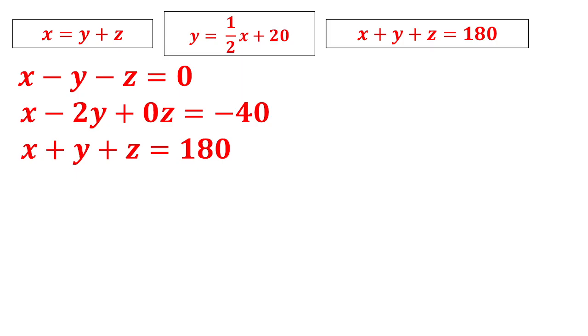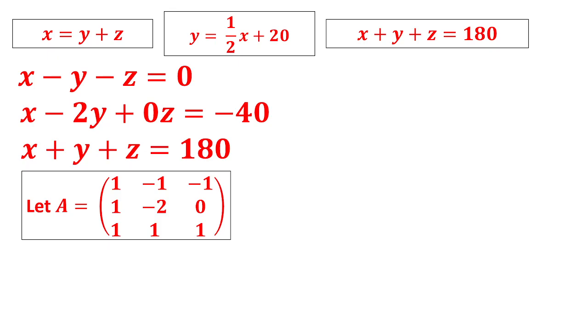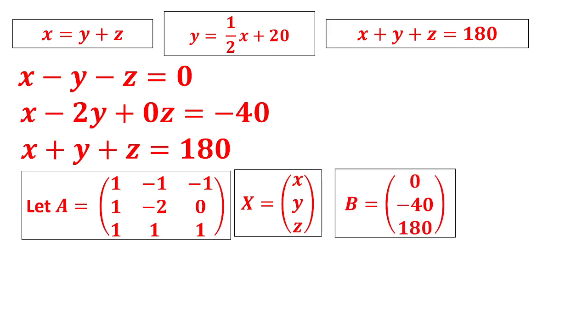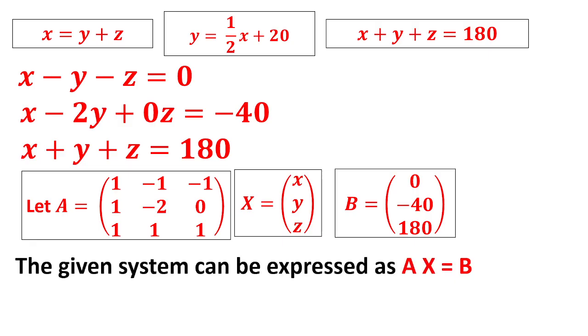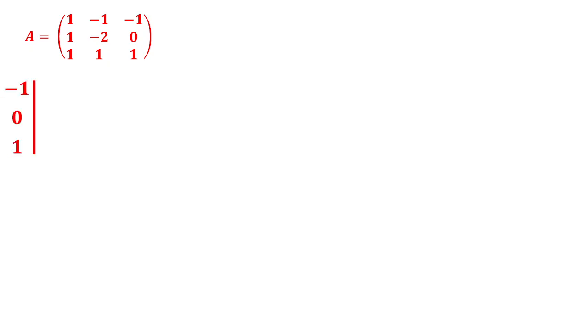Now we have to convert it into the matrix method. For that marks are allotted in the exam. Therefore you should be very careful. Therefore you just call A as the coefficient matrix, capital X as the variable matrix, capital B as the right hand side matrix. Now we have to express it as AX is equal to B and X is equal to A inverse B. For that we have to find the determinant of A.